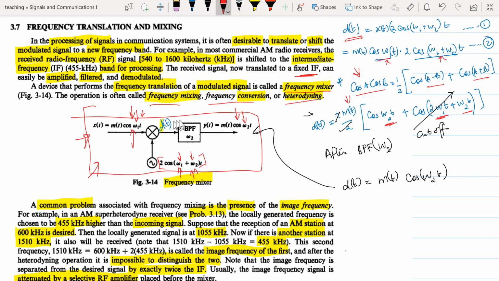So we pass the d of t signal through a bandpass filter centered at omega 2, and we can clearly see that the other term will be cut off. Therefore, we are left with only one frequency term, cos omega 2 t. And that is our desired intermediate frequency signal that has been translated from omega 1 to omega 2. Therefore, y of t is equal to m of t cos omega 2 t.